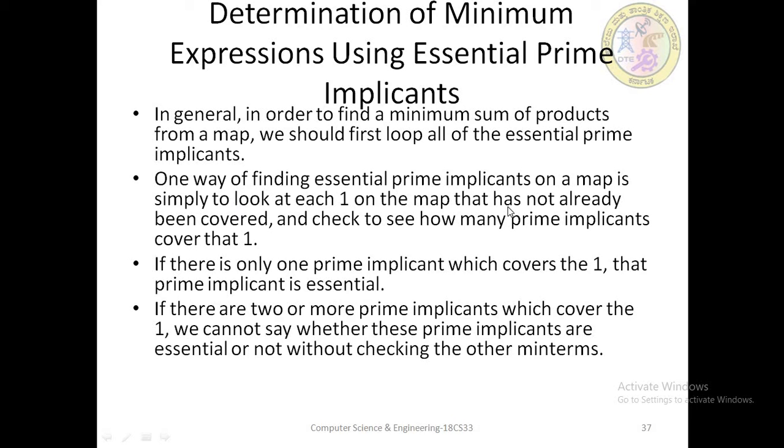One way of finding essential prime implicants on a map is to simply look at a one on the map that has not already been covered. That means we should look at ones, after putting them into the K-map, where that one is not covered by any of the pair groups. If there is only one prime implicant which covers that one, that prime implicant is essential.